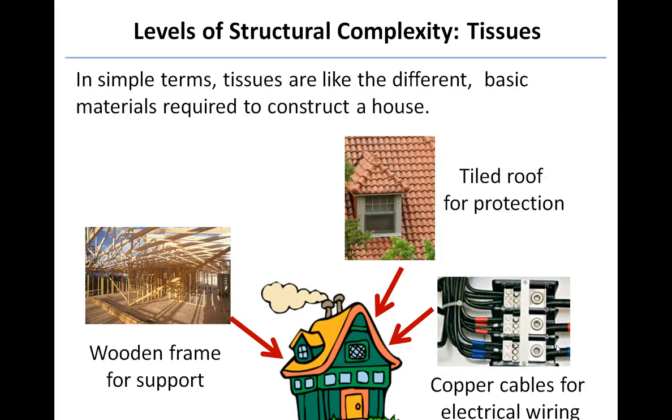Now, a key concept we should consider at this point is what a tissue actually means. A lot of people have trouble with the concept of tissues. I'd just like to emphasize at this point that in simple terms, tissues are like the different basic building materials we require to construct something like a house. In our bodies, we have material we call connective tissue that functions to provide support. Connective tissues are things such as the skeletal tissues, such as bone and cartilage, providing structural support.